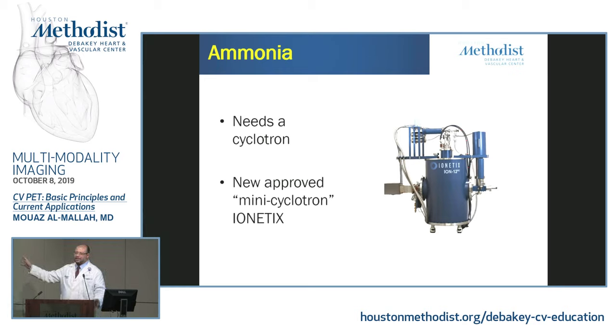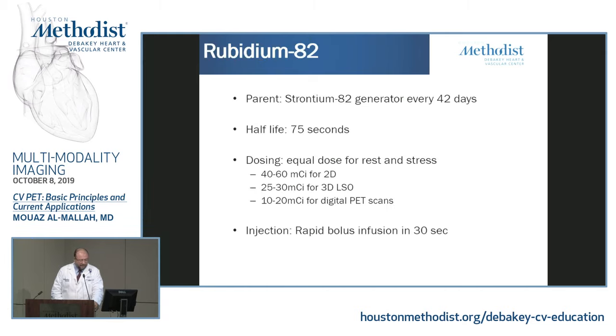You can put it in a small room next to your PET scanner, and then you can just go milk it and get the ammonia injected into the patient. So it is kind of a mini cyclotron that you can get ammonia from. So that is among the sites that would really like to do ammonia.